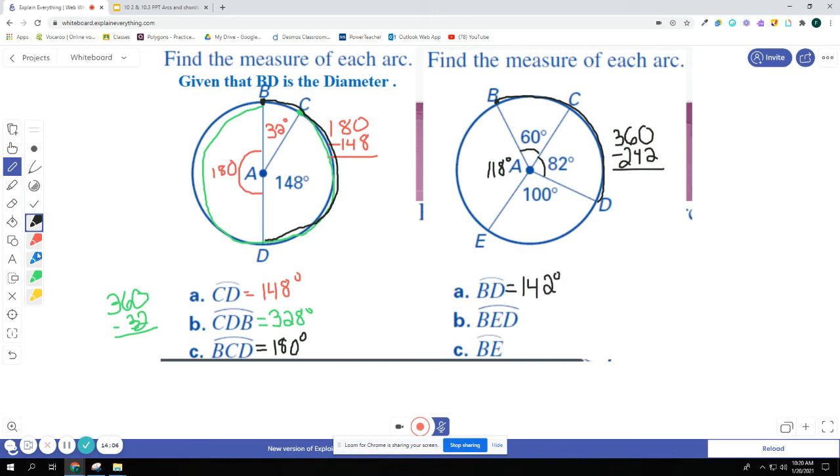And now we'll look at the second guy. It looks like a major arc because it's three letters, right? So if I start at B, it tells us exactly where to start and to follow through. So we're going to go through E all the way to end at D. So this includes the central angle we found, 118, and also it includes the 100-degree angle here. So if we add those two together, we get a total measure of 218 degrees.